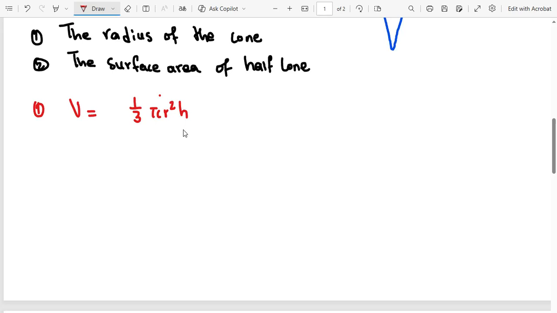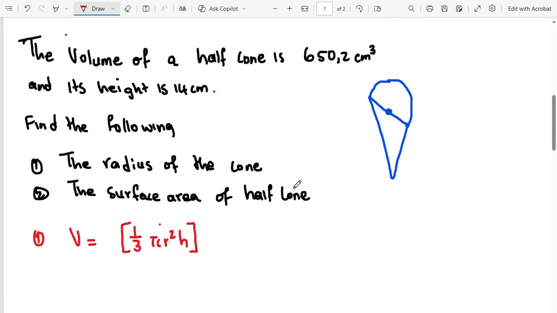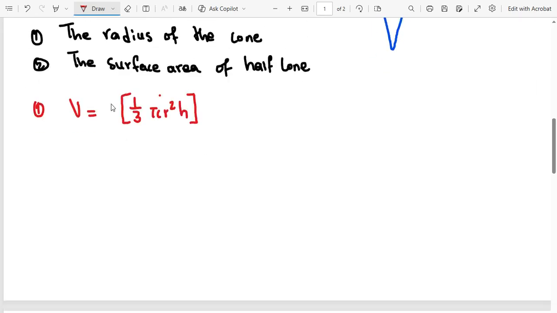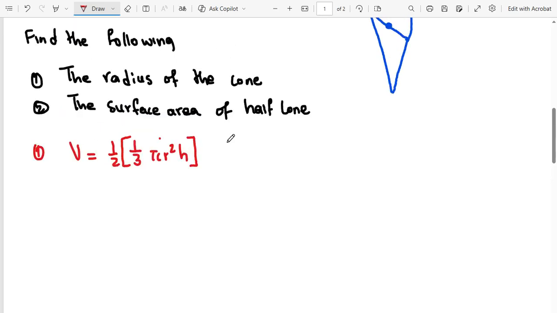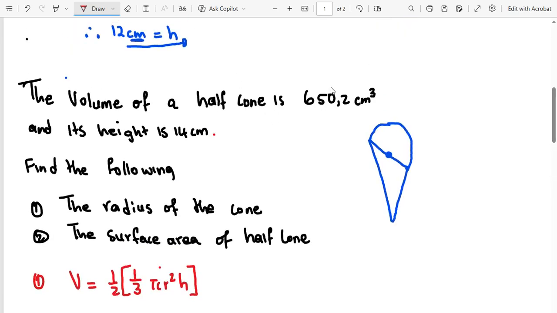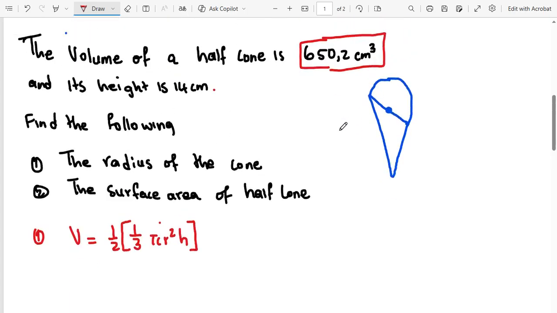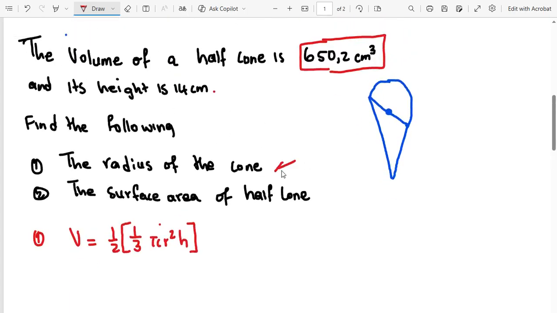That is the volume. So if this is the volume, ladies and gents, and we are given the volume of the half cone, I'm going to multiply this by half. Because when it's like this, the given volume is for the half cone. It's not for the full one, but it's for the half cone. Then let's do the substitution and answer this question.